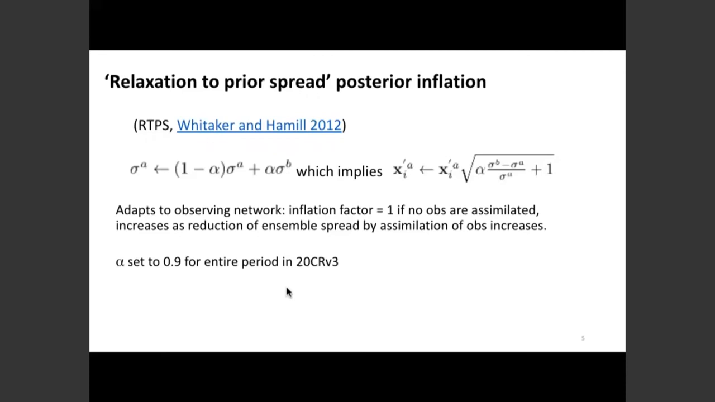But the nice thing about this is if you formulate it in terms of a multiplicative inflation, so you just do some algebra, you get to the equation on the right: that multiplicative inflation factor depends upon the difference between the background spread and the analysis spread. So when no observations are being assimilated, you're not reducing the spread in your ensemble at all, and you won't inflate the ensemble, regardless of what the parameter alpha is that you specify. So in that sense, it adapts to the observing network. And even with a constant alpha, you're going to get more inflation when the observations are more strongly constraining the system, and no inflation when the observations aren't doing anything. So for 20CR V3, after some experimentation, we decided to set the value of alpha to a constant value everywhere of 0.9.